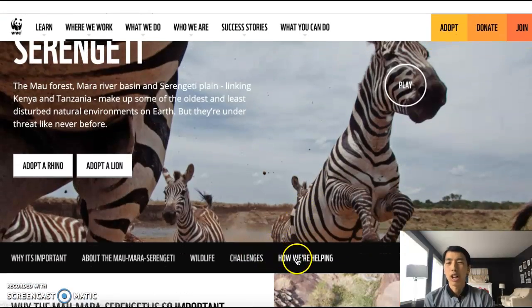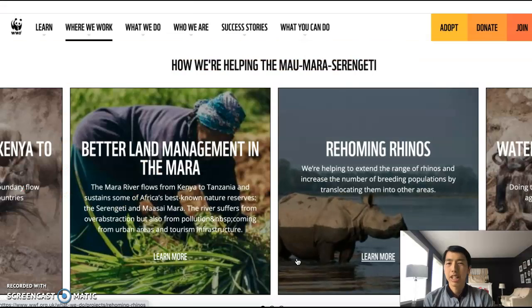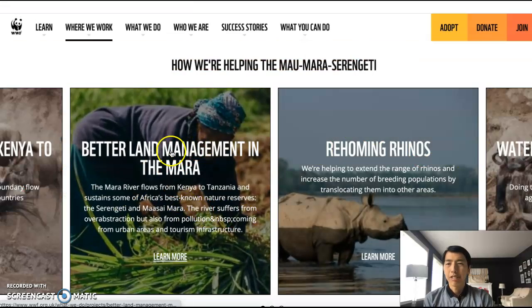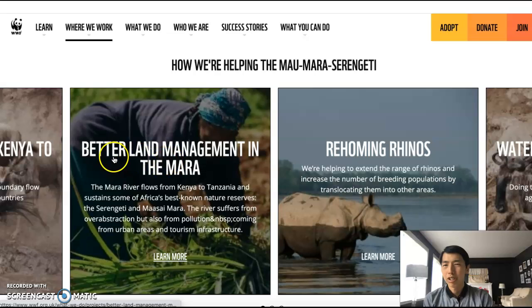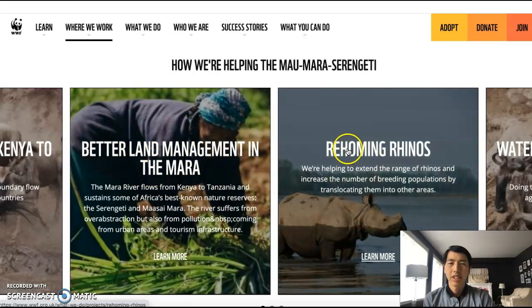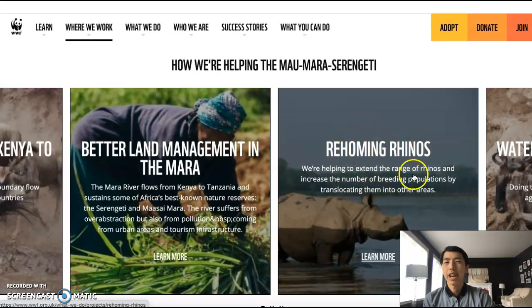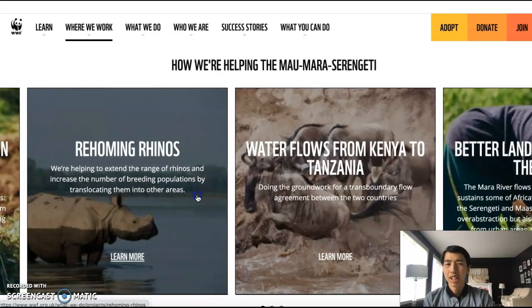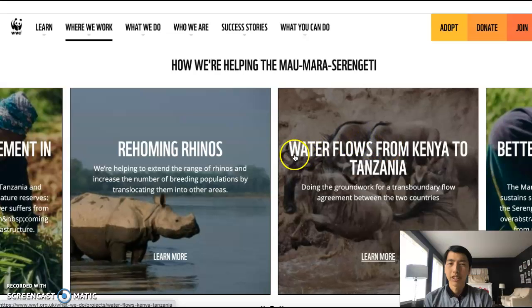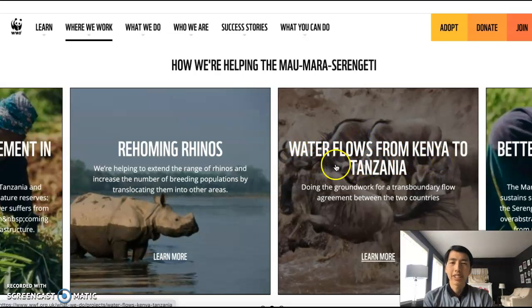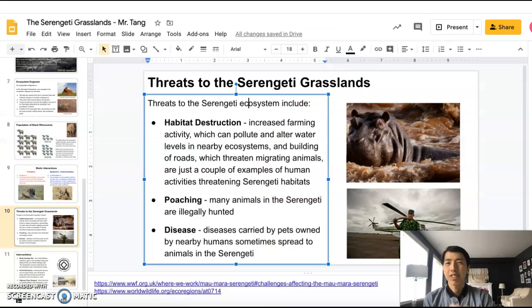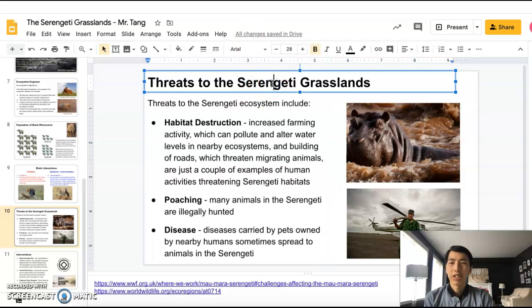I can click on how we're helping. It'll take me down to these different ways they're helping. So it looks like there are 3 options here: better land management, rehoming rhinos, which I talked about in my slideshow actually, and then working on water flows. I didn't talk about that one in my slideshow, but that could have been one I talked about. So yeah, the WWF is a good resource if it focused on your topic.